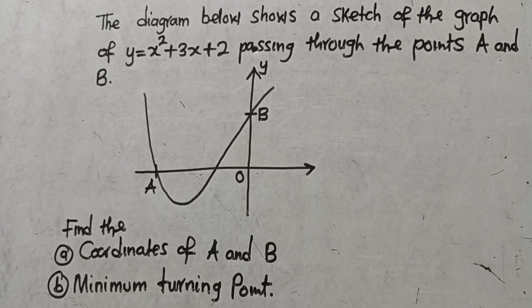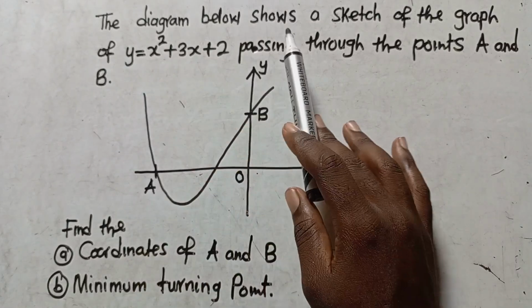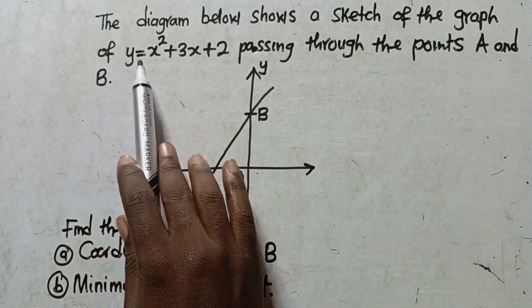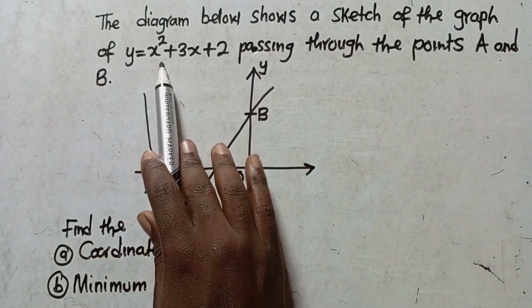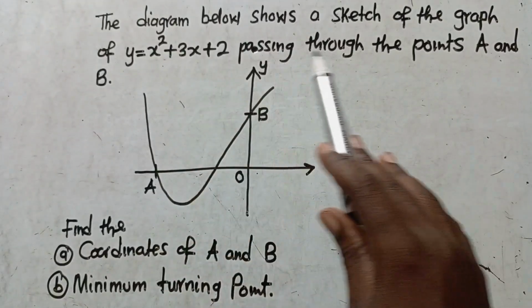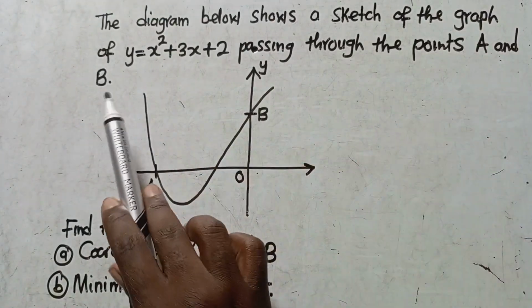So this is a wonderful question that I just want us to revise through. We see how we can gain more information and more knowledge. So the question is saying the diagram below shows a sketch of the graph of y is equal to x squared plus 3x plus 2 passing through the points A and B.